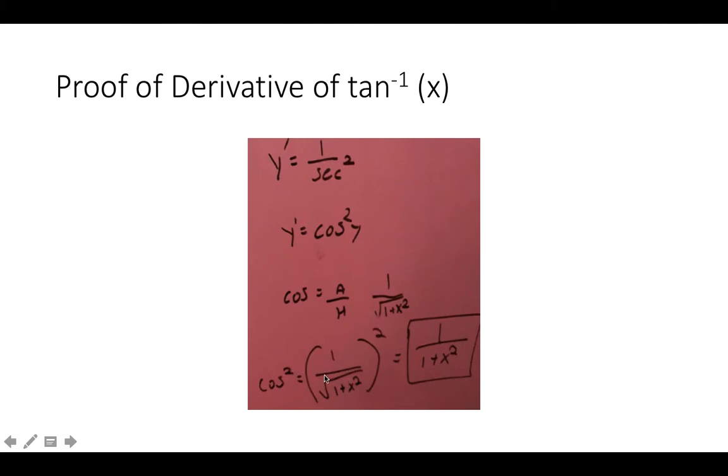So now it's 1 divided by the square root of 1 plus x squared. And if we square this, we will get 1 divided by 1 plus x squared, because the squared is going to cancel the square root. And that's how you prove it. That's how you prove that the derivative of inverse tangent of x can be solved using 1 divided by 1 plus x squared.